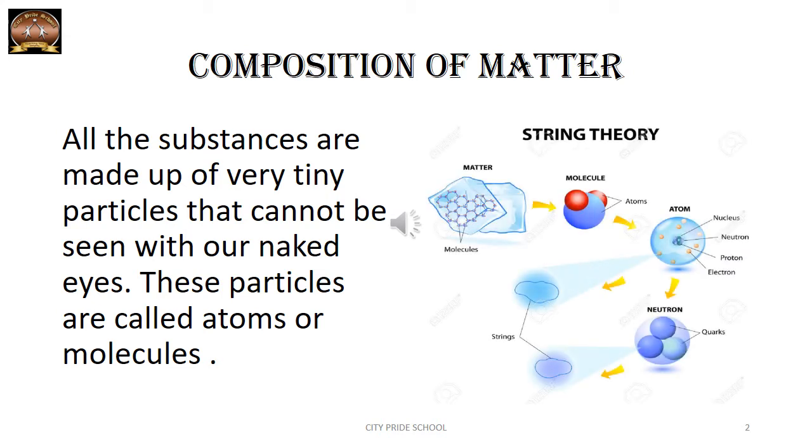So basically, what are the substances that are around us made up of? All the substances which are around us are actually made up of very tiny particles. These tiny particles are not visible to our eyes. These particles are called atoms or molecules. So please remember, all the substances which are around us are made up of atoms or molecules, which are very tiny particles and are not visible to our naked eye.